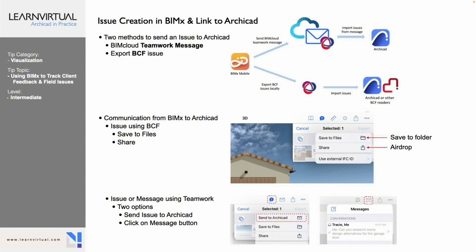So if you are using Teamwork, then you would follow the process above, which would allow you to send an issue to ArchiCAD and click on a message button, or you can issue a BCF file, which is basically saving to folder and airdropping, which will allow you to save the files and share that as well. So those are the two options that you can use. Again, with the one for using Teamwork or BIM Cloud, you'll see the little button there at the top, which will allow you then to send to ArchiCAD.